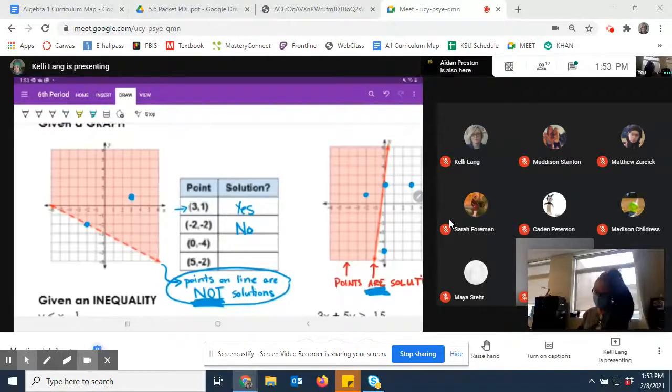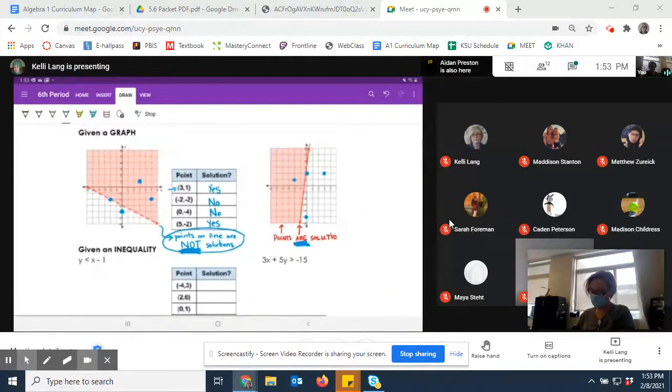Two more to go. Let's try the point 0, -4. That looks to be about right here. I think that's far enough away to tell that that's definitely not a solution. That's outside of our region. And 5, -2 looks to be inside the region. All right, looks good. So that's what we do when we're dealing with a visual. This is how we can identify solutions using a picture of a graph.